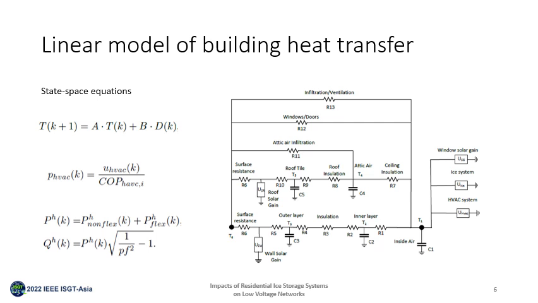For the linear model of the building heat transfer, we can think of a building as a state space set of equations, where the temperature at time k plus 1 is a function of the temperature at the previous step, k, and some additional values. So one of the values that goes into the model, for example, can be the solar gain through the walls, the window solar gain, the ISA system, or the air conditioning system.